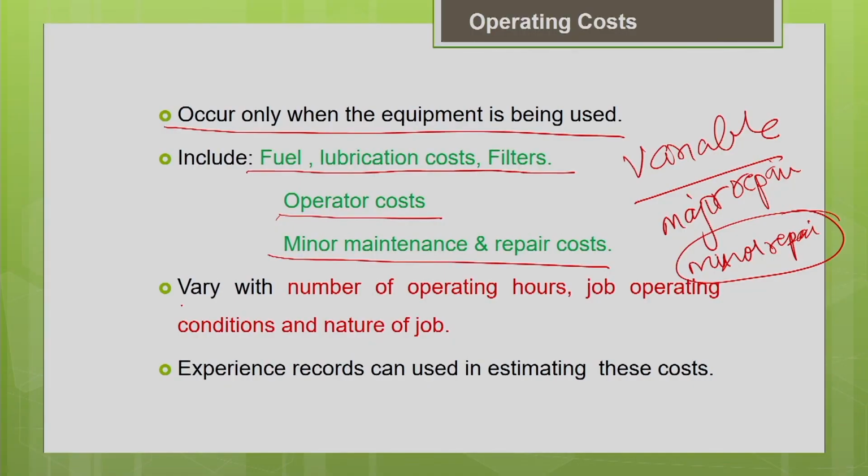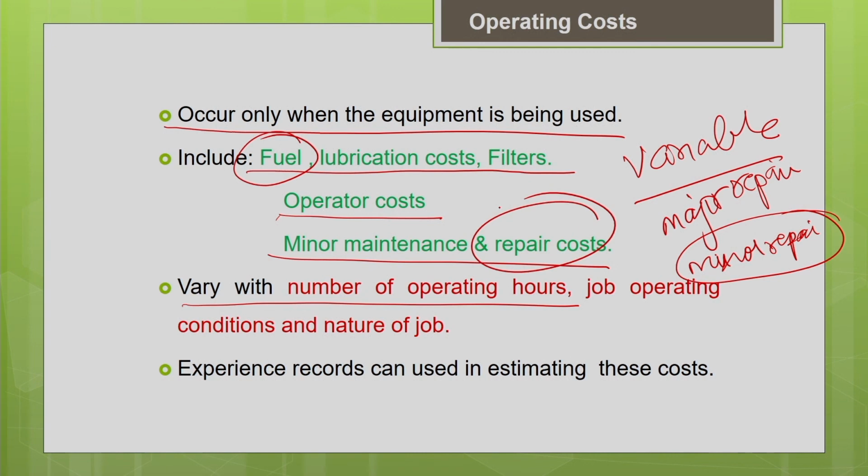One thing you need to know is your operating cost will vary with the usage of the machine. It varies with the number of operating hours of the machine. The more you use the machine, the more will be the fuel consumption and the repair cost. So, the operating cost will also be more. It depends upon the usage. Similarly, it also depends upon the job operating condition.